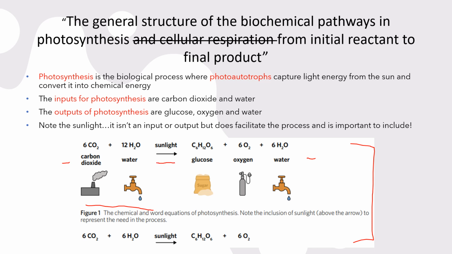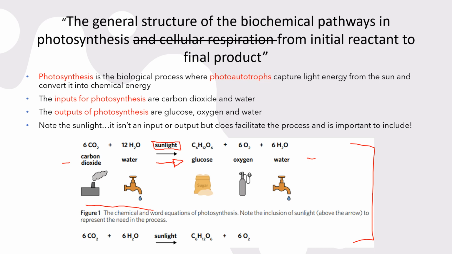We then have this arrow signaling to our products, but please note that sunlight is on top of this arrow. The reason we put sunlight here is that it's not an input and not an output, but it does facilitate this entire process and is really important to include. It doesn't get used up or created during the process, so it's important to note that that's where it goes.